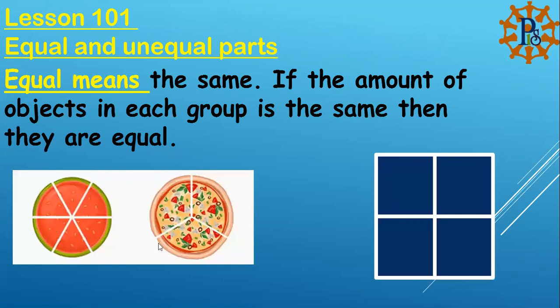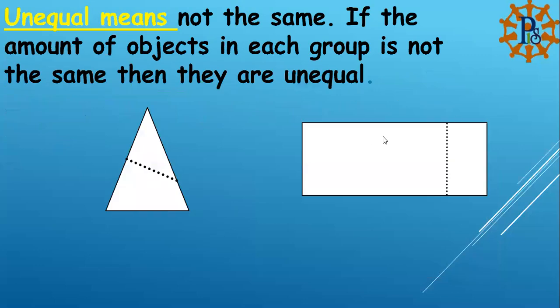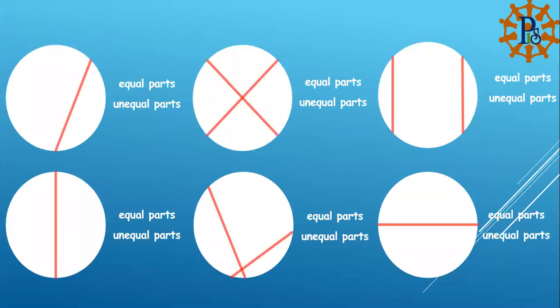So these are examples of equal part: the pizza, the watermelon, and this square with four equal parts. Here we have unequal. So we have different meanings for equal and unequal. As an example, here we have six examples. I will open them for you, and we need to choose equal or unequal. Just tell me if this circle is divided into equal or unequal parts. I will choose. We will see.